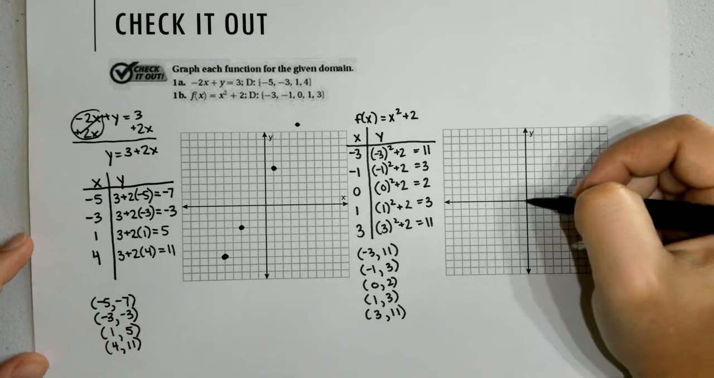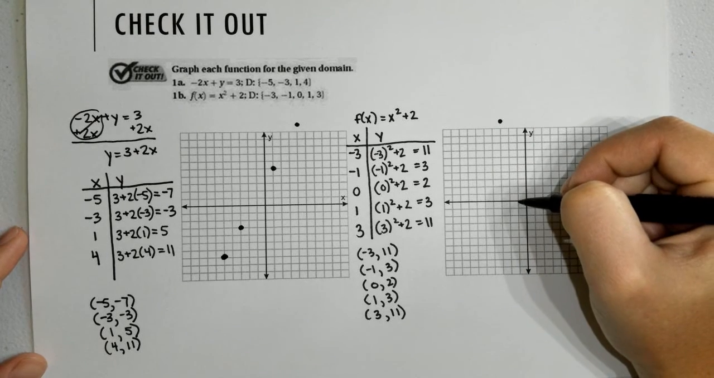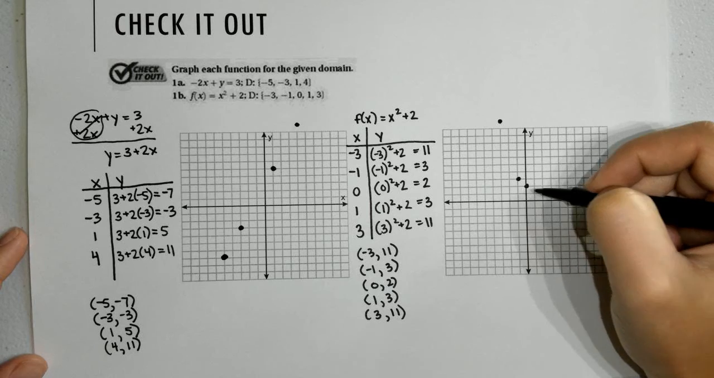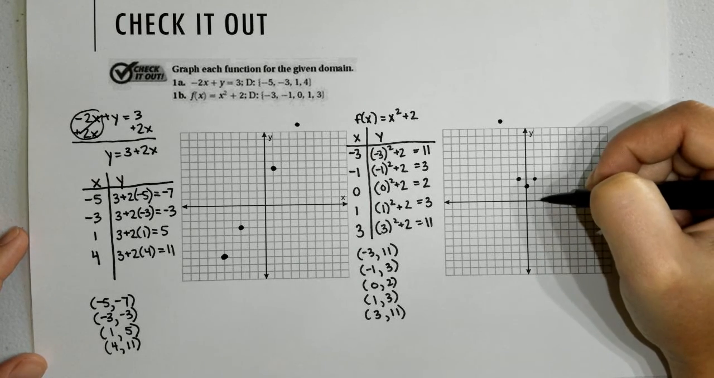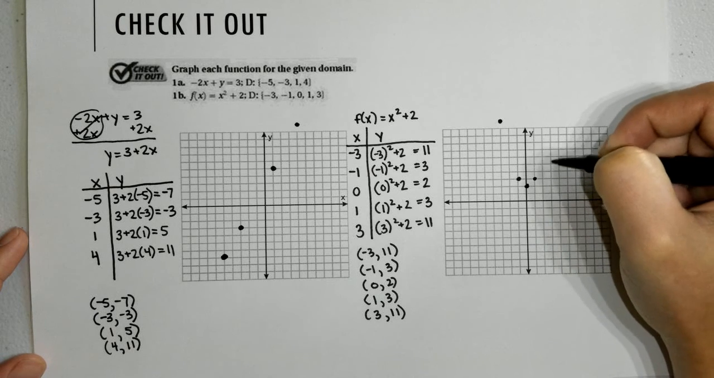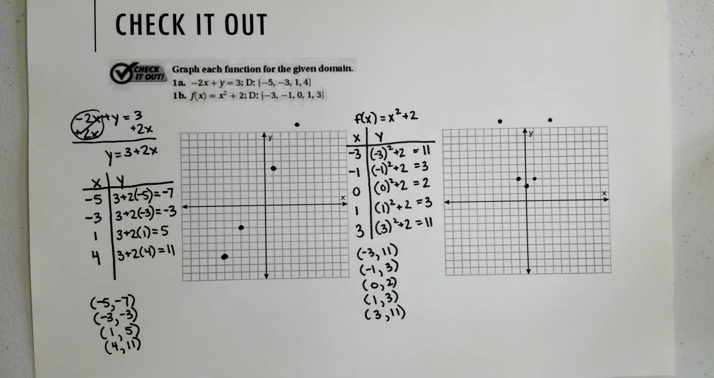So negative 3, 11, and that'll go off the graph. Negative 1, 3, 0, 2, 1, 3, and then a positive 3, 11. So that is what your graph would look like for part B. Okay.